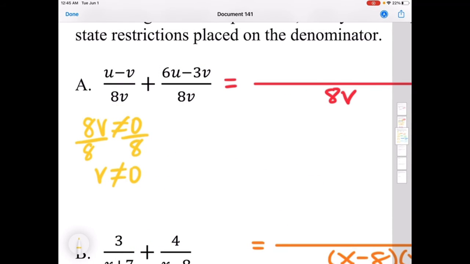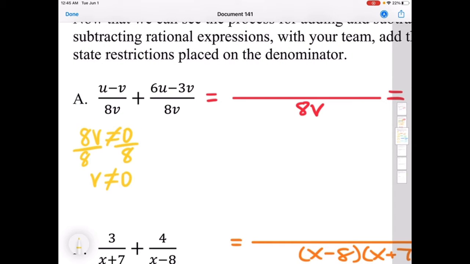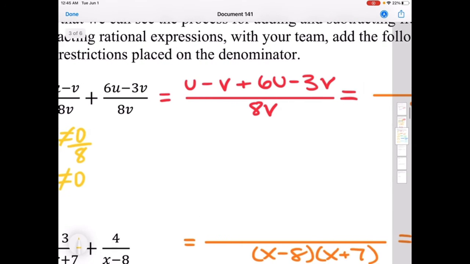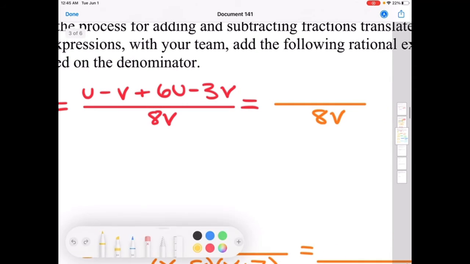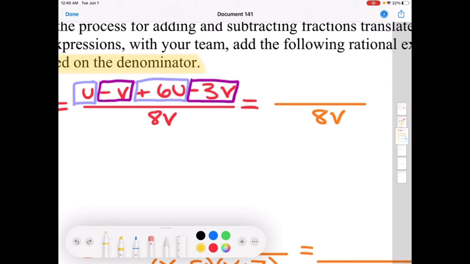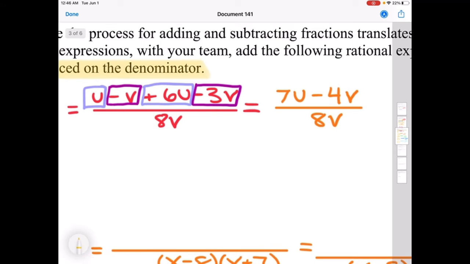Letter A, we have u minus v over 8v plus 6u minus 3v over 8v. Notice that here we have the same denominator, so we can actually add both numerators together, and we're going to get u minus v plus 6u minus 3v. Here we have common terms that we can combine. So if we combine these like terms, we are going to get u and 6u, that is going to create 7u, and -v and -3v, which is going to create -4v. And we're going to have all of that all over 8v, and that is my simplified expression.